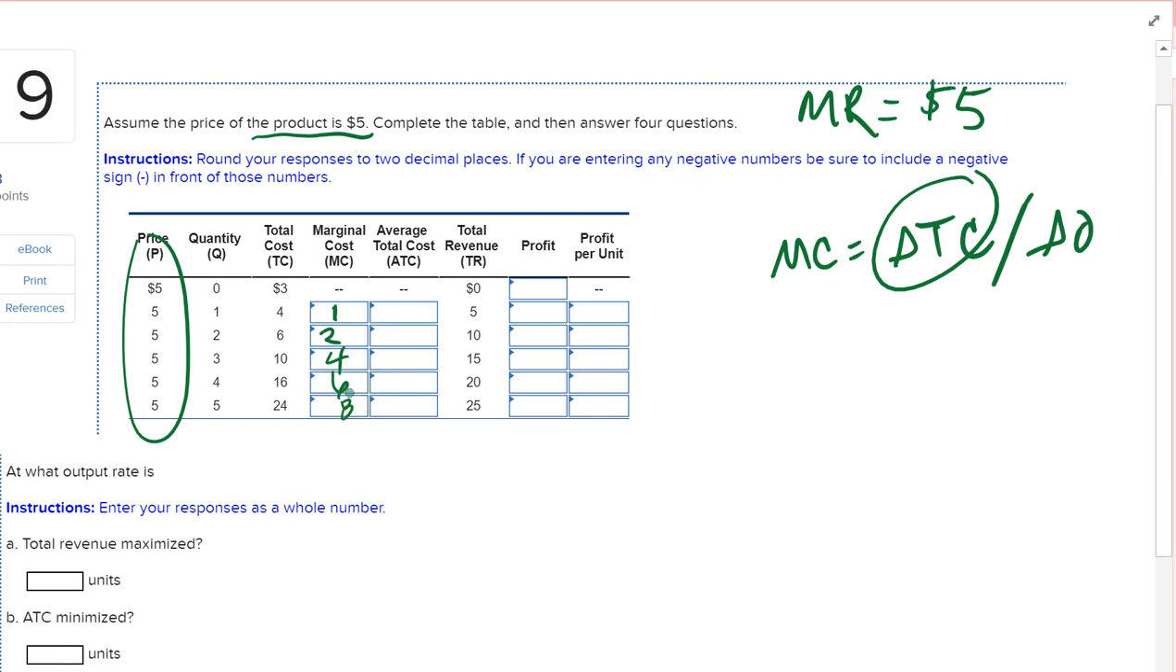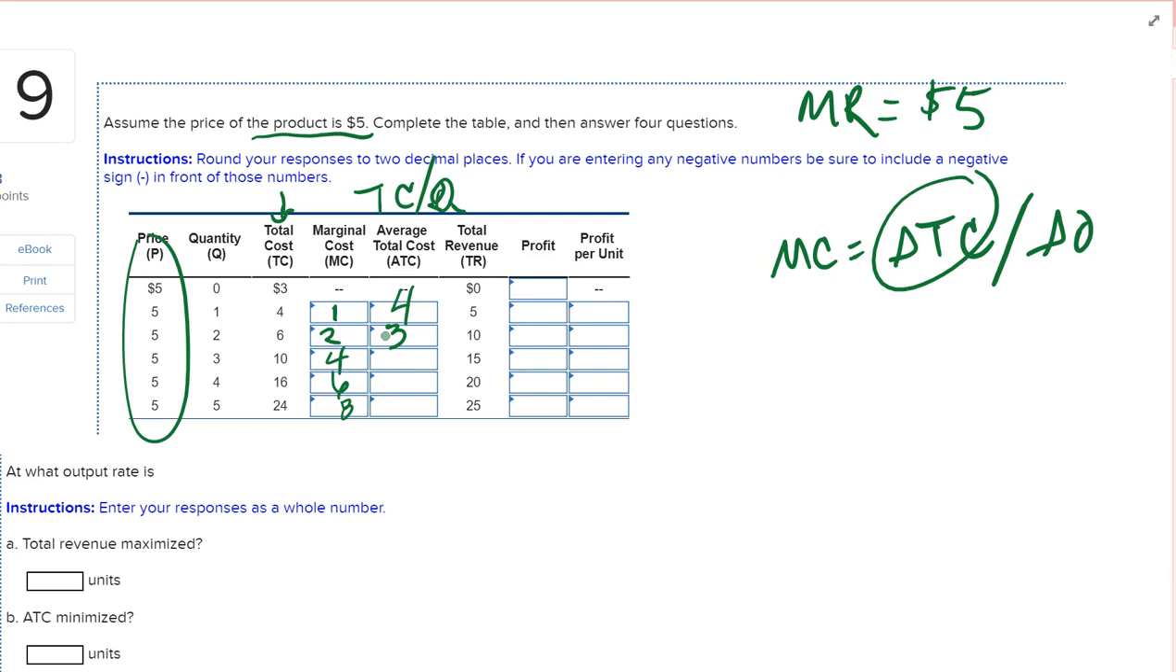So we take that and we can calculate average total cost by taking total cost, which is in the column right here, divided by the quantity of output, that's Q. And so we can start working through that. Total cost of 4 divided by 1 is 4, or average total cost, I should say. Total cost of 6 divided by 2 gives us an average total cost of 3. And so on and so forth.